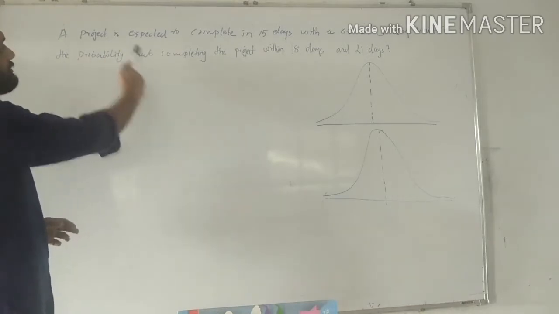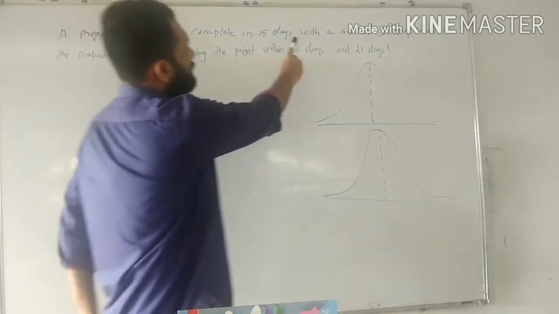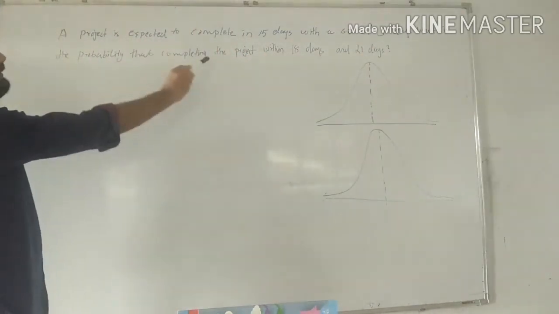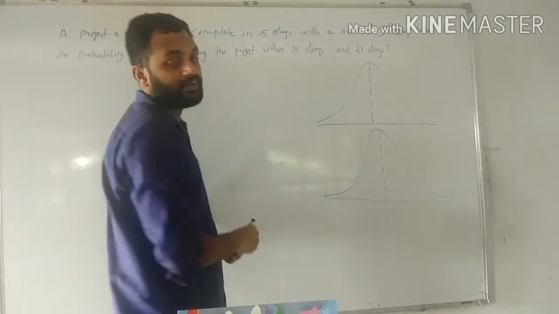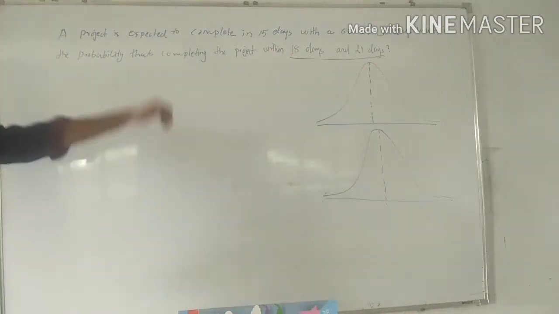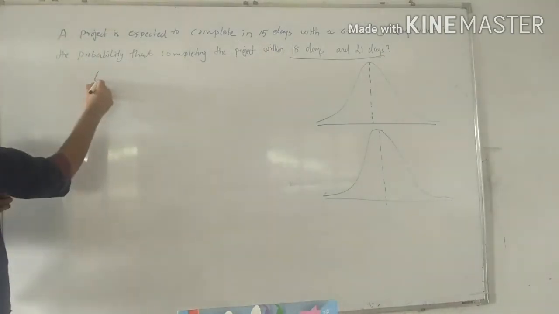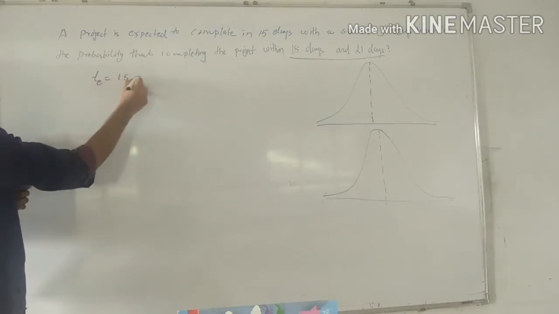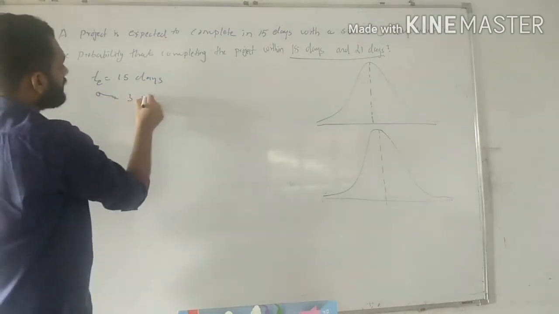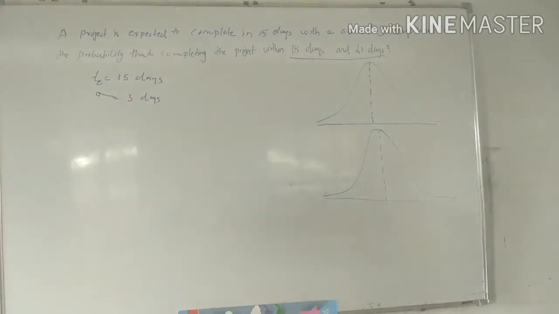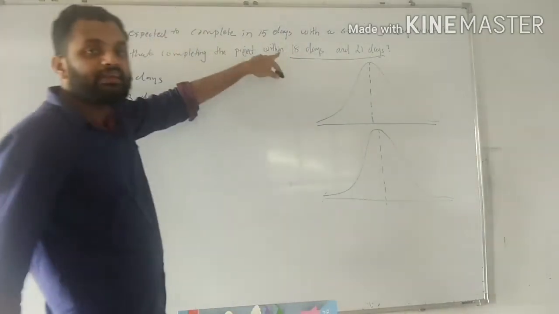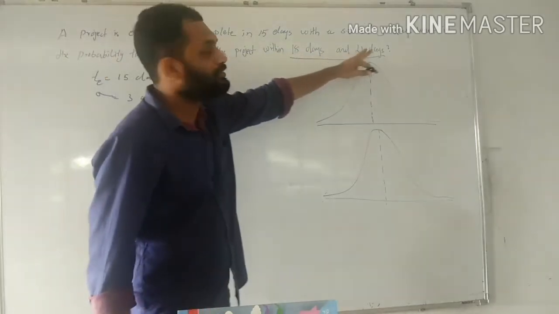Another example: a project is expected to complete in 15 days with a standard deviation of 3 days. What is the probability of completing the project within 18 days and 21 days? Here the expected time of the project, TE, is equal to 15 days, and the standard deviation of the project is equal to 3 days. We are required to calculate the probability of completing the project within 18 and 21 days.